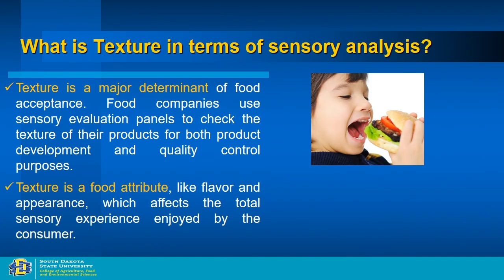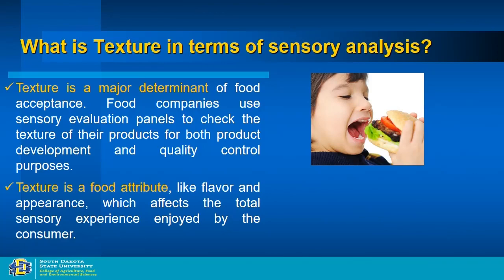So, texture is a major determinant of food acceptance. A lot of food companies use sensory evaluation panels to check the texture of their products for both product development and quality control purposes. That's what they do. It's just a fact. Along with food attributes like flavor and appearance, it affects the total sensory experience enjoyed by the consumer. So it's not texture only, everything else plays a bigger role. That's what we are trying to understand in terms of sensory analysis.